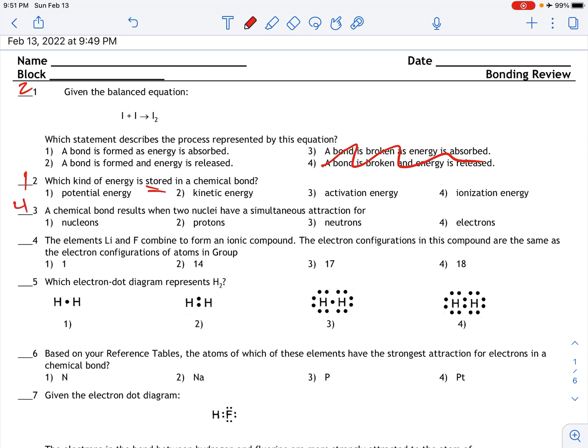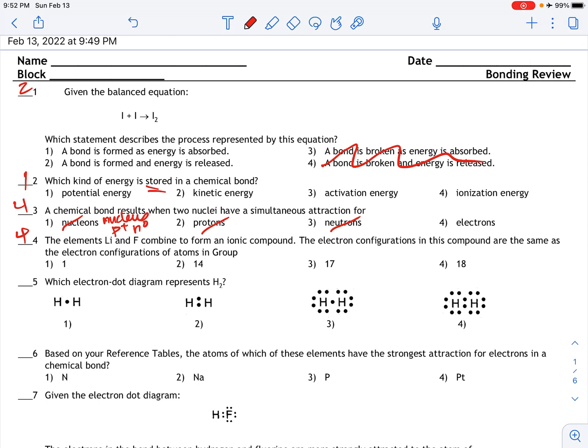Now, in case you forgot, nucleons are anything in the nucleus. So what are the particles in the nucleus? Protons and neutrons. The elements Li and F combine to form an ionic compound. The electron configuration in this compound is the same as the electron configurations of the atoms. This is a long way of saying we want to look like the noble gases, group 18.